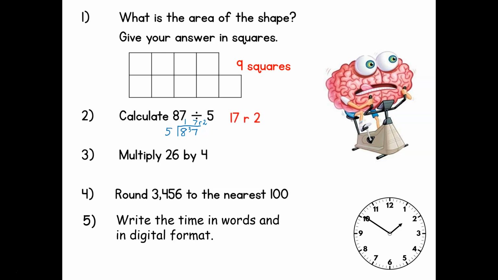Question 3 is a multiplication calculation. 26 multiplied by 4. And that is equal to 104. Question 4 gives us practice rounding to the nearest hundred.